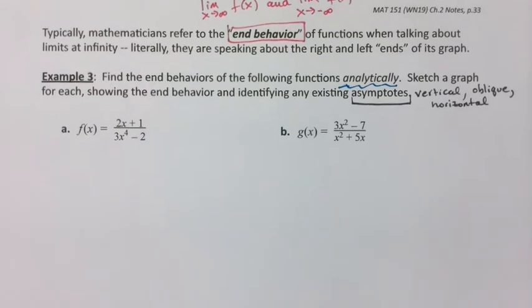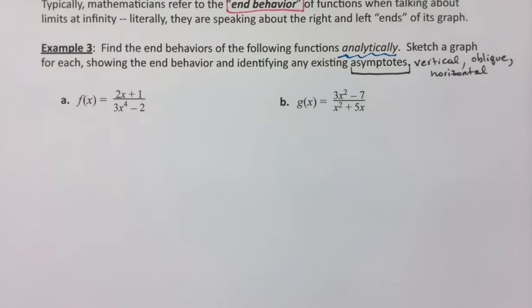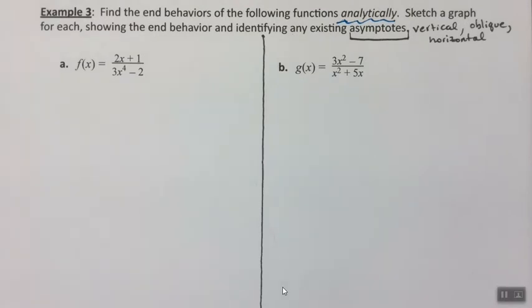Alrighty, so let's start with the first one. As a matter of fact, I'm going to divide my paper up. So let me just put a line in real quickly. That way I'll hopefully be able to manage keeping the two problems separate. Okay, so we're going to start over here, which is f of x equals 2x plus 1 divided by 3x to the fourth minus 2.